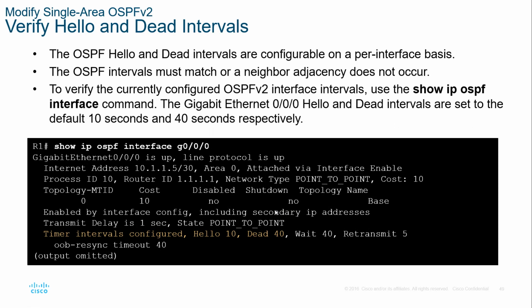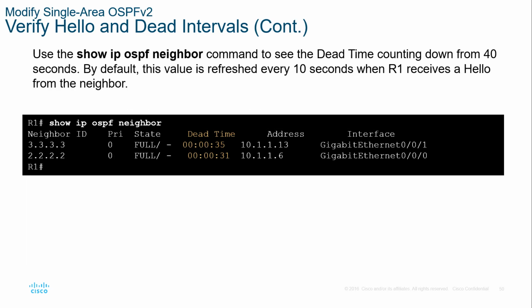So how do we verify hello and dead intervals? If we do a show ip ospf interface, we can look at the timer intervals. We can look at the hello, the dead, the wait, the retransmit, and the resync numbers. In the CCNA, we're mainly focused on the hello and dead timers only. We can also do a show ip ospf neighbor, and you can see the dead timer. And again, by default, this value is refreshed every 10 seconds. When the router receives a hello packet from the neighbor, it will refresh the dead timer.